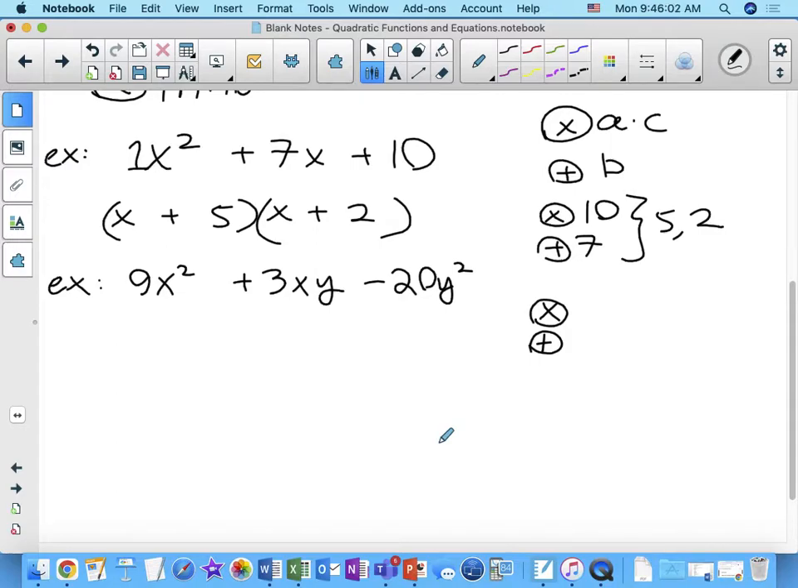And A through D. Okay, everybody right now needs to know what A times C is. This is what I mean by you have to pick up the pace. You need to look at A, you need to look at C. What is 9 times negative 20? Yeah. Negative 180.